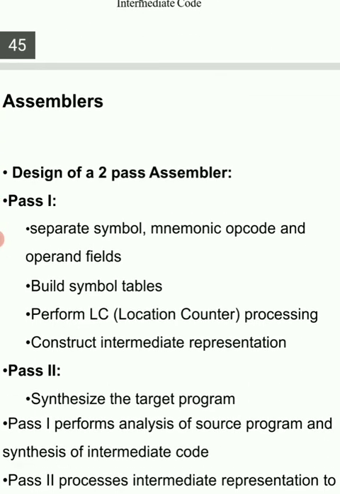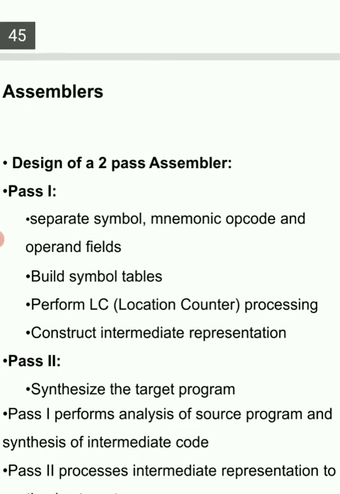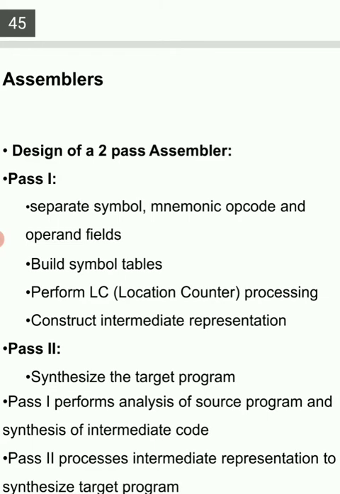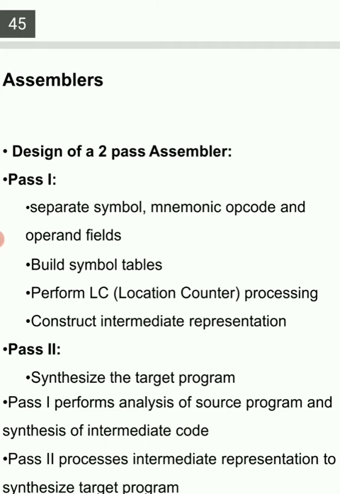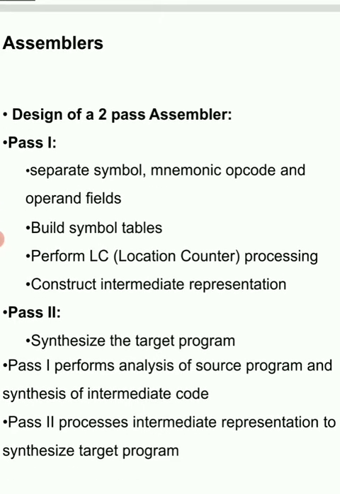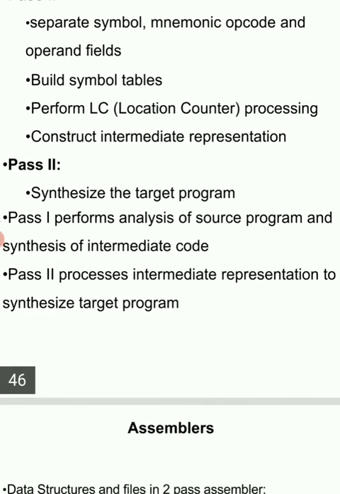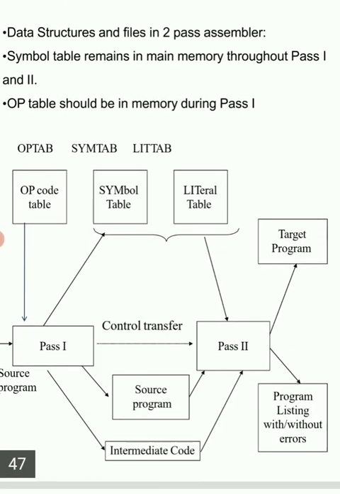When we are designing a two pass assembler, in pass 1 we are supposed to separate the symbol, mnemonic opcode and operand fields. After that we build the symbol table and perform LC processing, which means location counter processing, and construct the intermediate representation. In pass 2 we are supposed to synthesize the target program. Pass 1 performs analysis of the source program and synthesis of intermediate code, and pass 2 processes the intermediate representation to synthesize the target program.